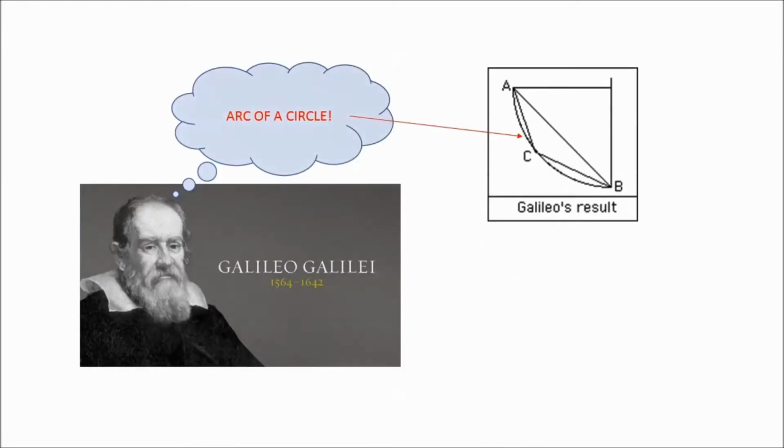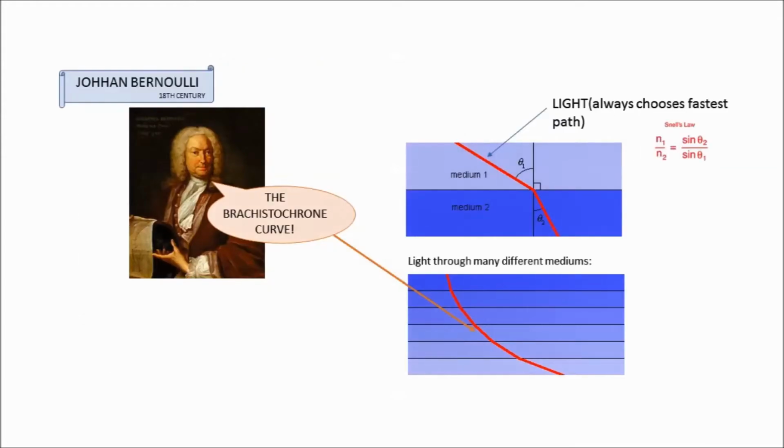This problem has been around for a really long time. In fact, different scientists have tried to solve it. For example, Galileo thought that the right curve was a piece of a circumference. Nevertheless, Johann Bernoulli came up with the correct answer in the 18th century, analyzing the behavior of light and basing it on Snell's law.